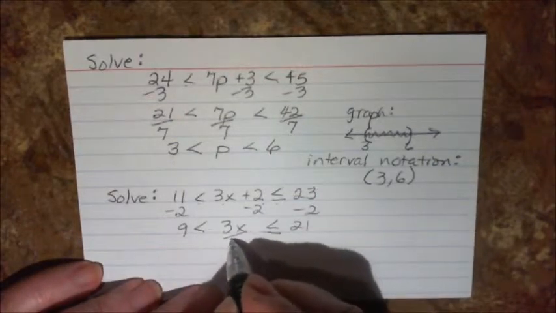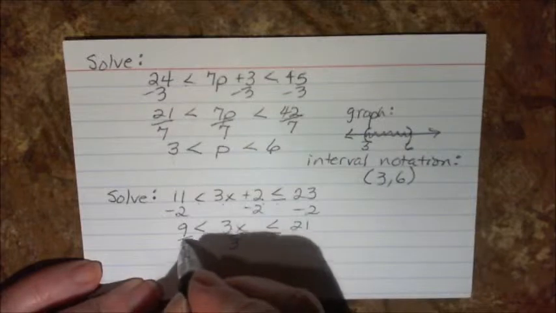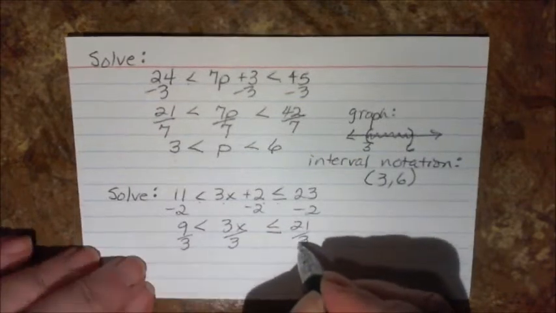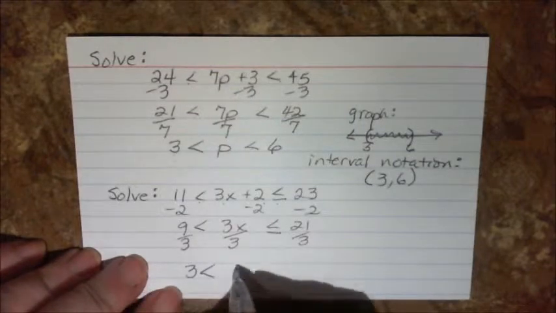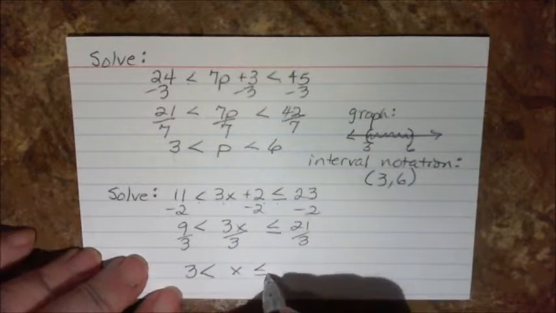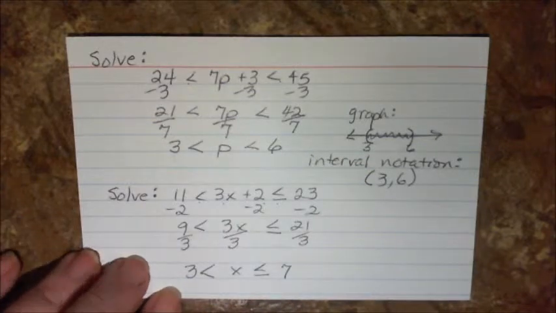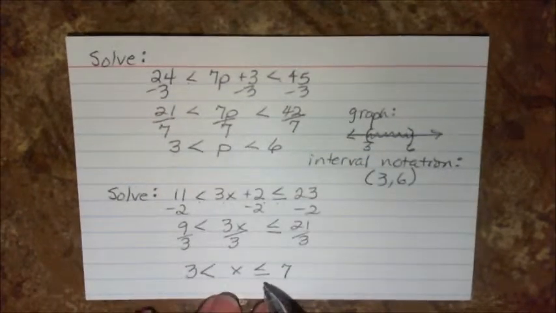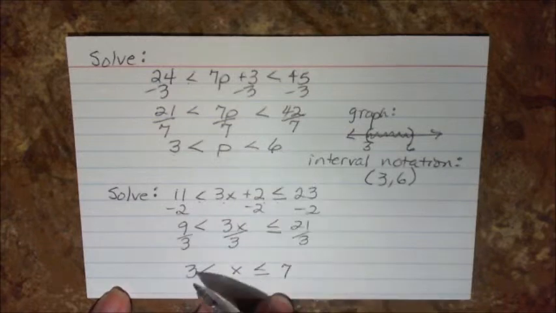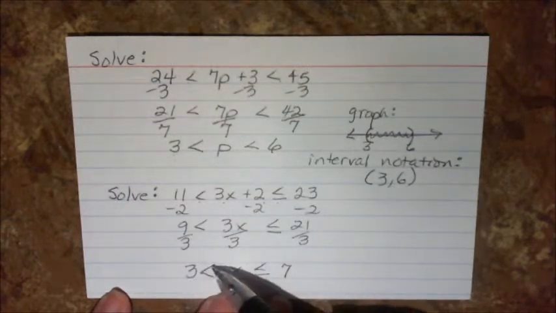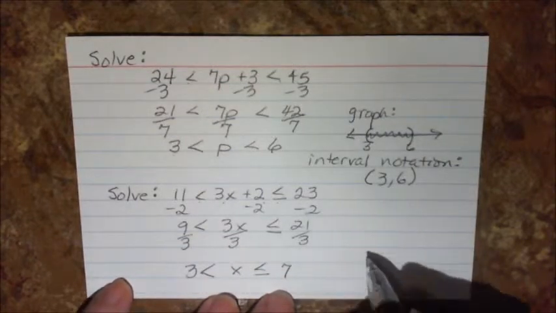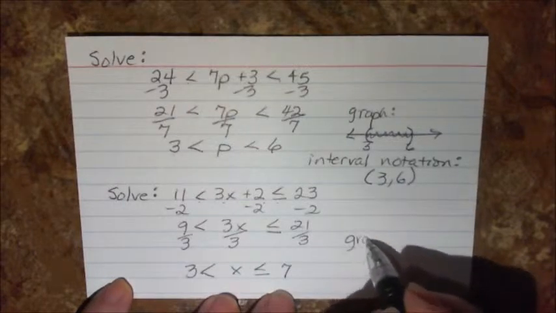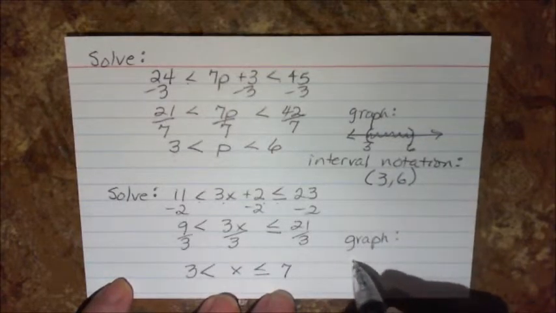Now we're ready to divide by 3 to isolate x, so divide by 3 all places. And that work shows 3 is less than x is less than or equal to 7. So this is like the earlier one in that the 3 is smaller than the 7, so the smallest number comes first. All signs point to the smallest number, and we could show that solution set in graph form.